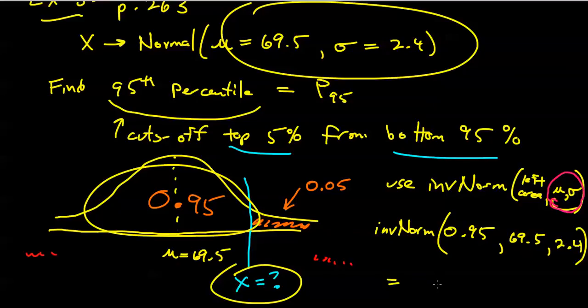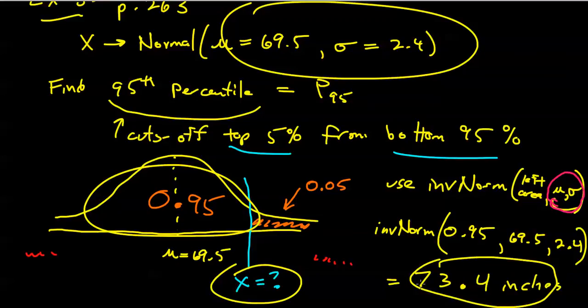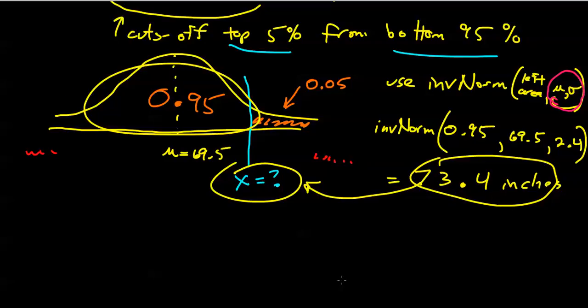Alright, I punched this out. Inverse normal, 0.95, 69.5, 2.4, looks good. And we come out with 73.4 inches. That is the 95th percentile. That is the value that separates the bottom 95% from the top 5% of all men's heights. So the long and short of it here is, if British Airways designs these planes with such a height, then 95% of men will not bump their heads on the ceiling of the plane.